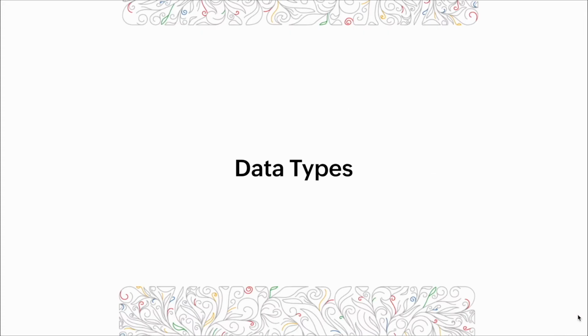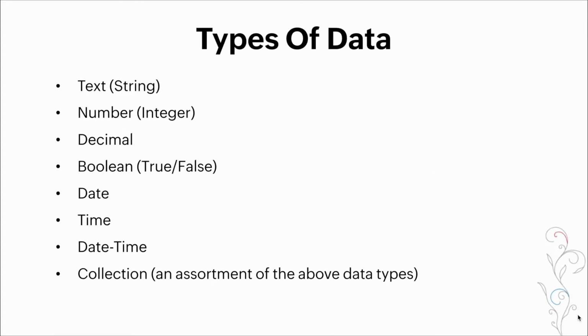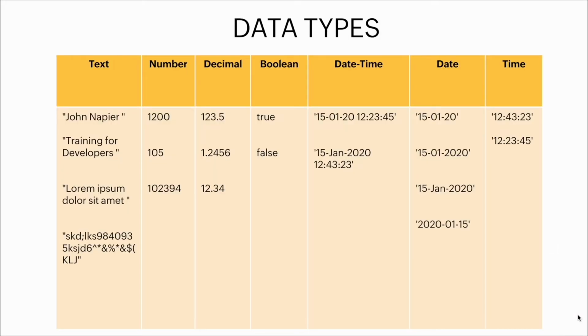Now let's talk about data types. These are some of the data types that are available to us in Deluge. We have text or string, numbers or integers, decimal data types, Boolean data types, which are true and false. We have date variable types, time data types, date time, and collections, which are an assortment of the above data types. Here's a table showing you some of the data types.